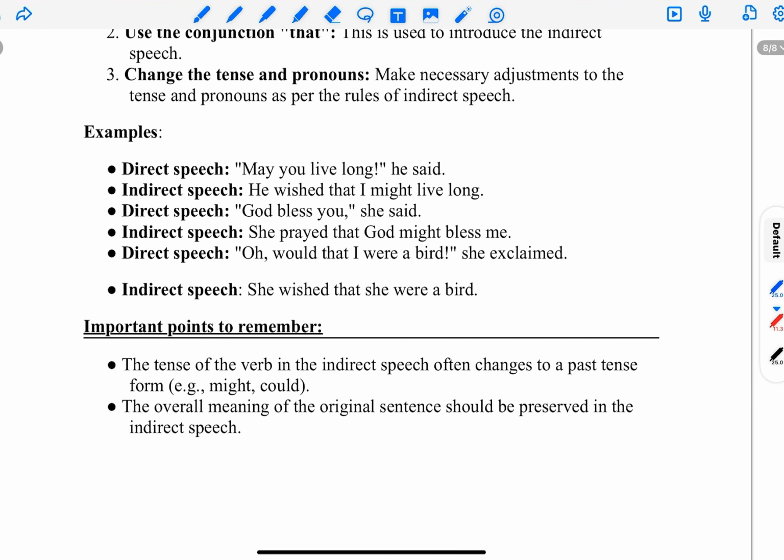"May you live long." How will you change this into indirect speech? Said will be changed to wished. So he wished that I might live long. May will change into might. "God bless you," she said. She prayed that God might bless me. "Oh, would that I were a bird," she exclaimed. She wished that she were a bird.